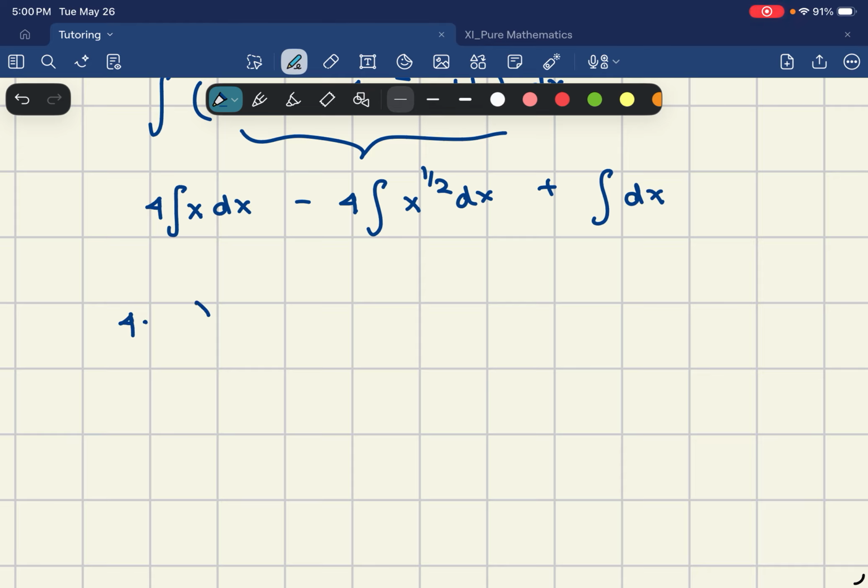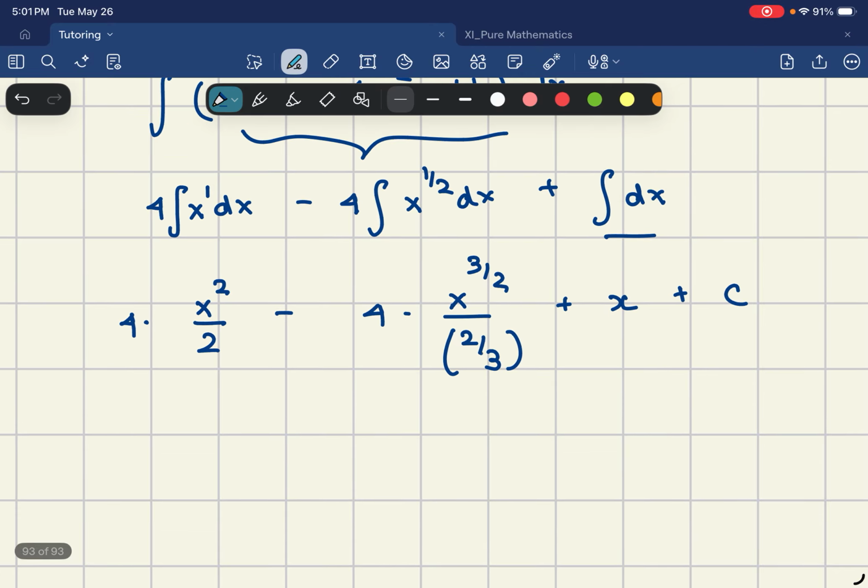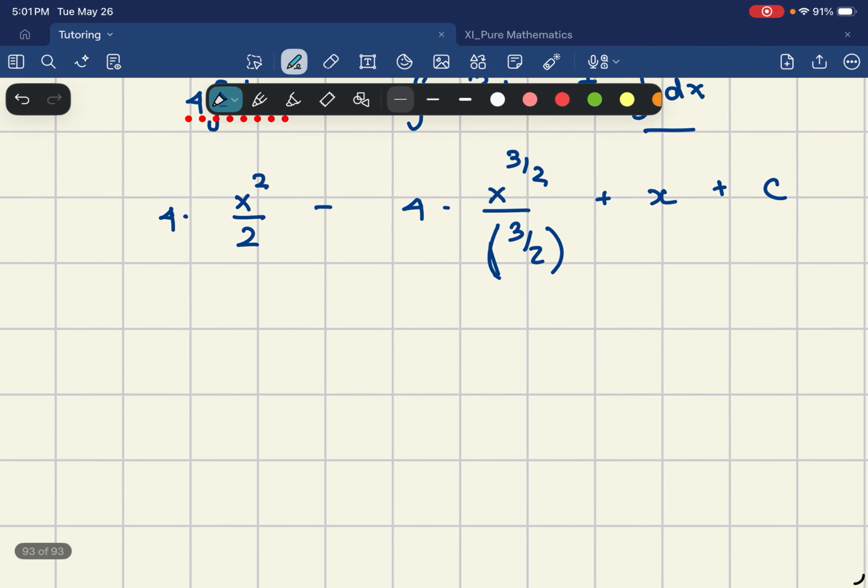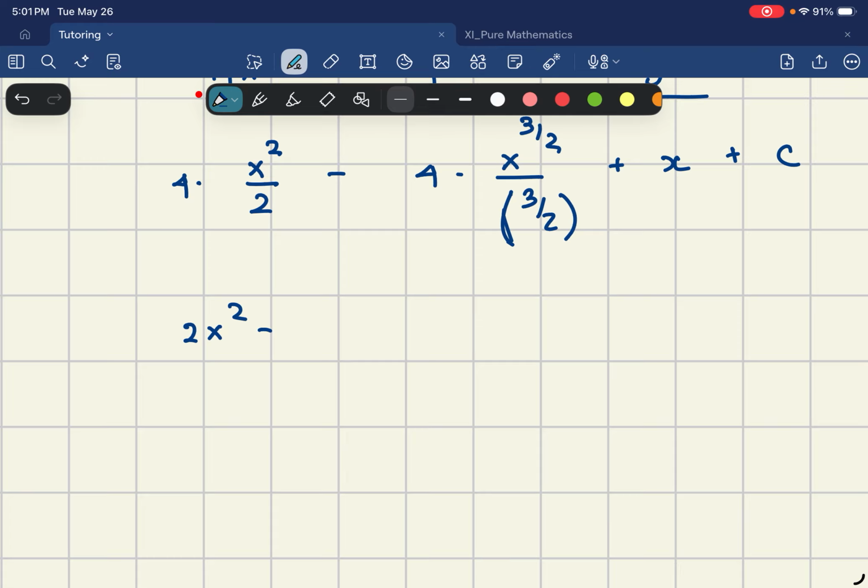And now 4, it's going to be x squared divided by 2, because this is 1, minus 4 times x to the power 3 over 2 divided by 2 over 3, plus this is going to give me x plus c. Right? Don't forget your constant of integration. Sorry, it's going to be 3 over 2 divided by 3 over 2. Right? You raise half by, you add 1 to half, you get 3 over 2, and you divide by your new power. And alright, so now you get 2x squared minus 8 over 3 x to the power 3 over 2, if you simplify this expression, plus x plus c. And we are done.